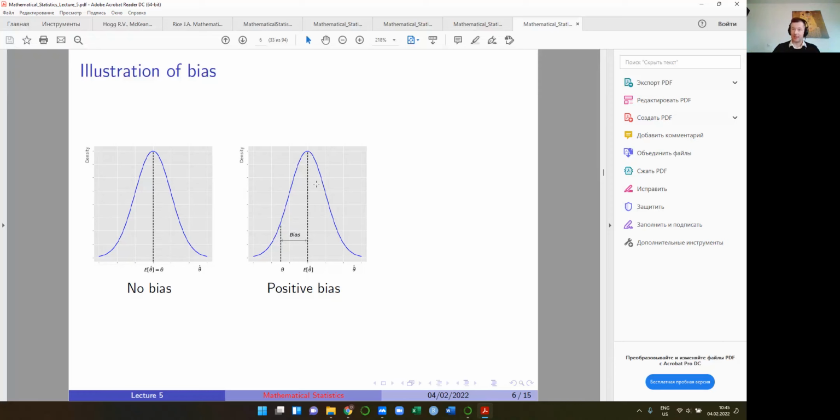On the other hand, we might have a negative bias, when your target is located here, but you shoot slightly to the left of your target. Again, because of the randomness of your shots, it might be possible that you will shoot exactly here, but most likely you will shoot to the left of it, because the expectation of the estimator is to the left.